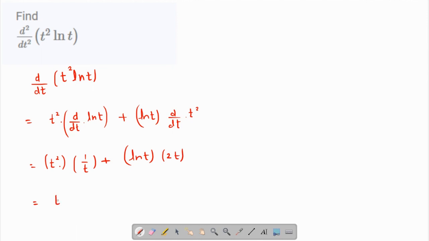So t square over t is just t. So there is t plus 2t ln t over here, and t is taken out as a common factor. In fact, let's keep it this way because we have to move further. We have to find a double derivative of it.